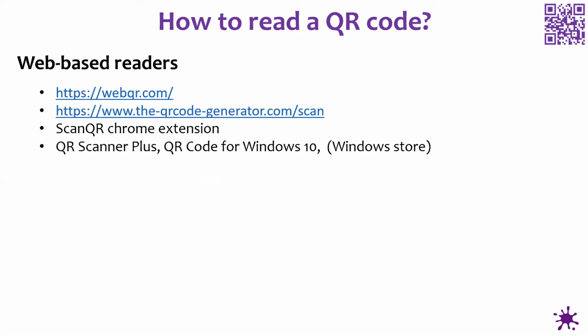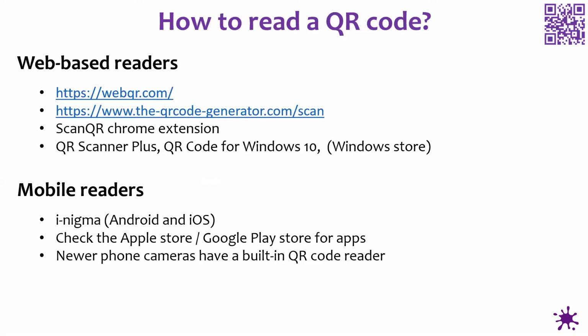For mobile readers, Enigma is quite popular. It's for Android and Apple, but like I said, check the Apple Store or Google Play Store for apps. And newer phone cameras have built-in QR code readers. So if you just open the camera on your phone and hover it over the QR code, you might get a little website, or it might take you where the QR code leads.